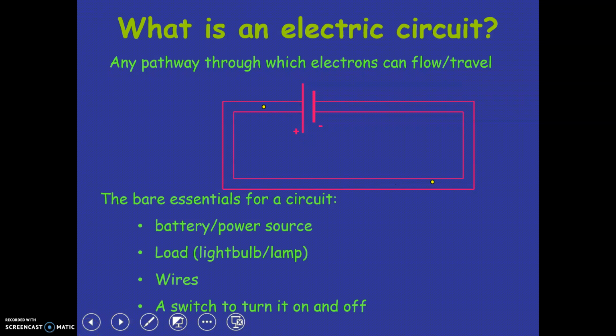So what is an electric current? That means that there's a pathway for electrons to flow, and in order for that to occur, there's a couple of essential things you need. You need a power source, you need a load or lamp or light bulb, that's whatever's using the power source. You'll need wires to connect all of this, and then a switch to turn it on and off.